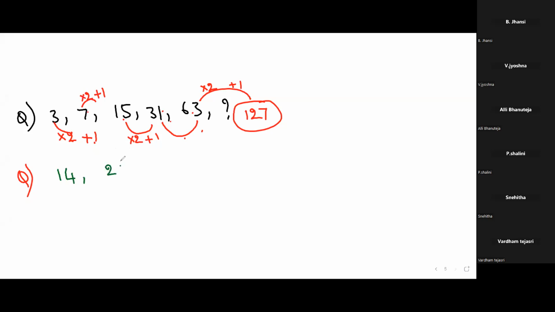14, 28, 20, 40, 32, 64, and what will be the next one? Yeah, I want the reason or the explanation. You may go for any answer, but it should be conveyed after understanding the logic. What is the logic you adopted? That is what I want, not mere answer. You explain it with the logic.